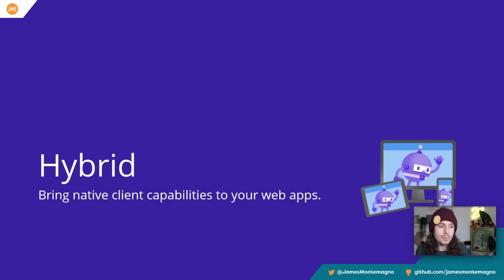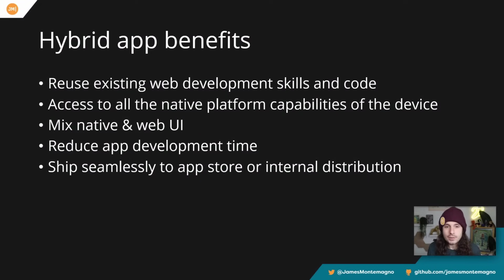So let's talk about hybrid a little bit and bringing those native capabilities to your web applications. So when I think of hybrid, I think of it like this: today we're sharing and building out different native components of our mobile apps. But what happens if I have a website and I want to bring some of those web components into it? Well, I can reuse my existing web skills if I'm a web developer, but I still want to be able to access native capabilities, mix and match UI. And ideally at the end of the day, if I'm working in a team, it should speed up my development time. I should be able to ship seamlessly to the App Store or internally if I want to, and just make the types of apps that I want.